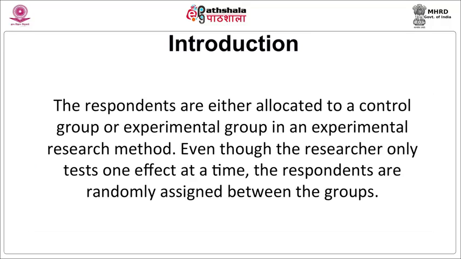As witnessed in the above example, the respondents are either allocated to a control group or experimental group in an experimental research method. Even though the researchers only test one effect at a time, the respondents are randomly assigned between the groups.